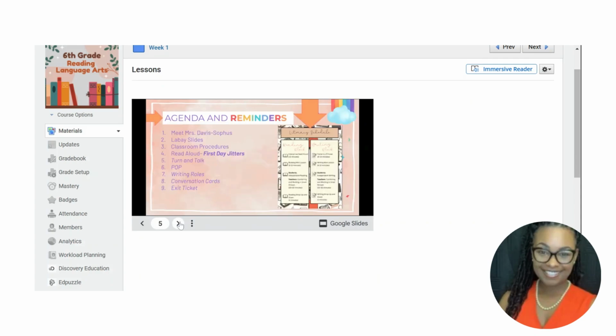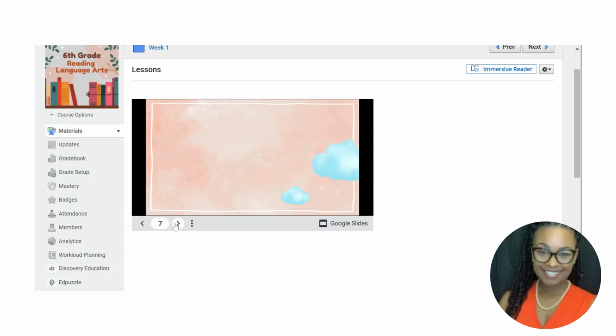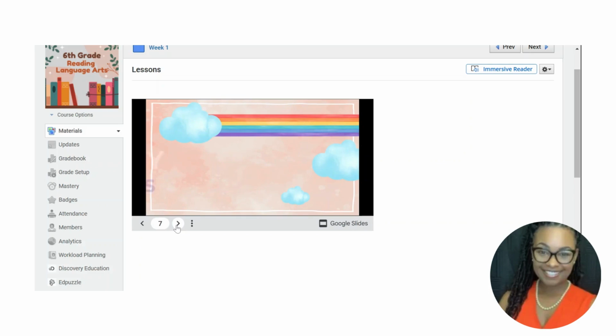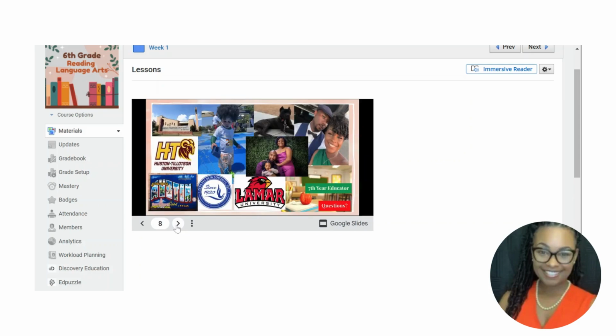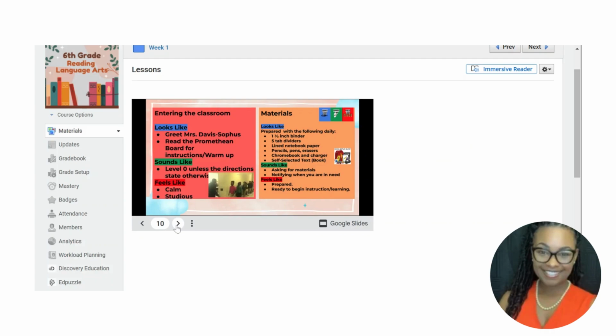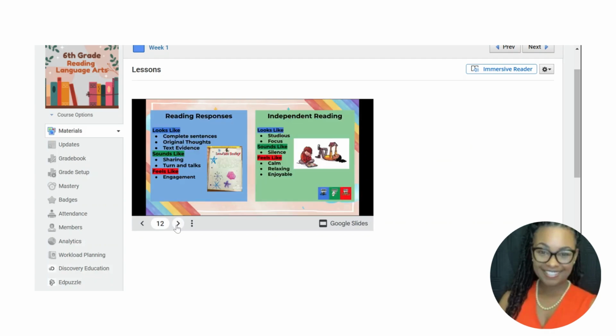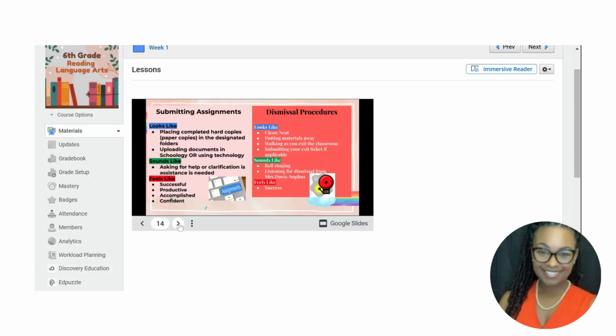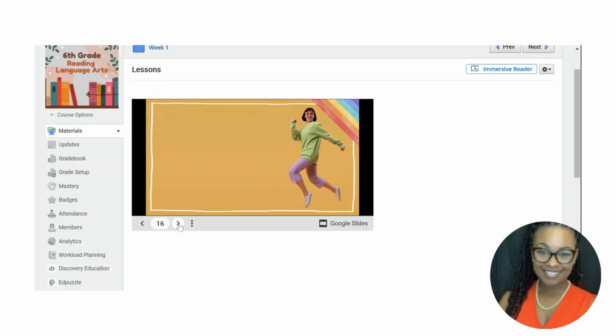And it literally gives you everything that you need. It has your objectives, your TEKS, as well as your essential questions for the unit. So it gives you a really good starting point for you to start to build rapport with your students from the very first unit. And you will have example lesson slides for all of the lessons.